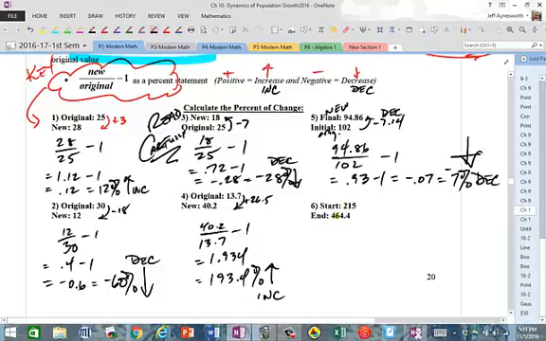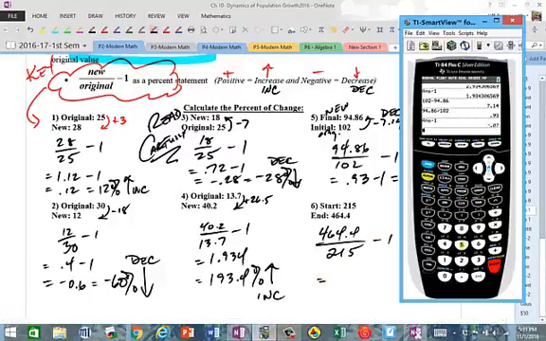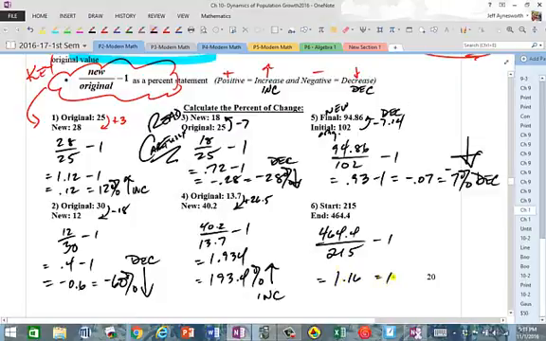You take the new value or the end value divided by the original minus 1. So here, 464.4 divided by 215 minus 1. What is that? Well, let's figure it out. 464.4 divided by 215, that's 2.16, okay, because it more than doubled. All right. And then you got to subtract 1, right? So you get 1.16. So 1.16 as a percentage is 116% increase. It goes up. Okay, you started at 215 and you increased it. This is an increase. And that, my friends, is how it's done.